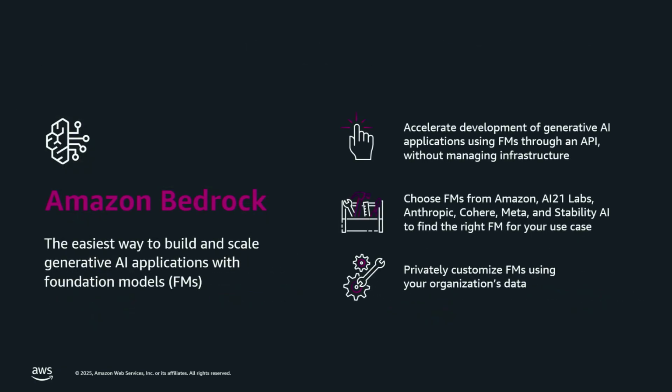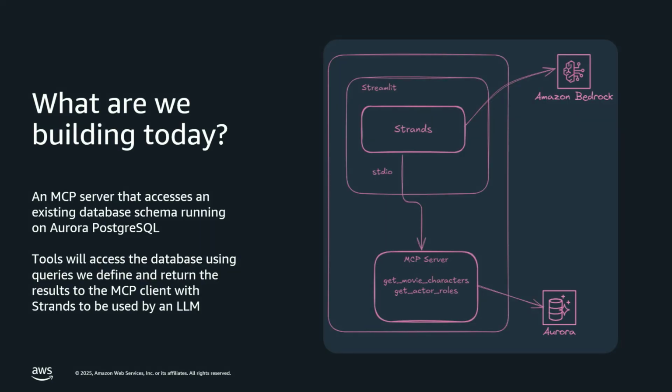We're going to leverage Bedrock. Again, this is probably something that you're seeing in a lot of sessions this week. But we're going to use Bedrock to be able to host our models. So what we're building, we're going to start with a real basic Strands application, an entertainment hub. And then we're going to build an MCP server that has two tools in it. It's going to have a tool called Get Movie Characters and Get Actor Roles. Those are going to pull data from an Aurora Postgres database. And then Strands is going to use Bedrock for the LLM in order to be able to use that data.